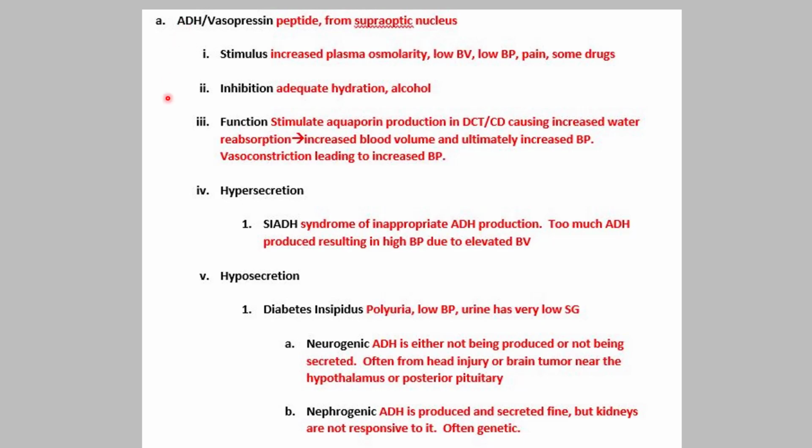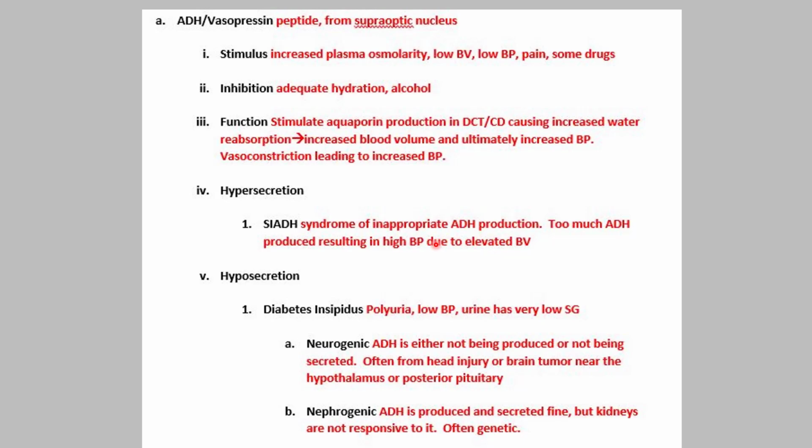All right, so let's talk about hypersecretion and hyposecretion. Hypersecretion of ADH leads to something called SIADH, which is the syndrome of inappropriate ADH production. Too much ADH. And if you have too much ADH, well, all that happens is these functions up here are elevated. So you increase your blood volume, you increase your blood pressure a lot. And that can cause high blood pressure, hypertension, because of elevated blood volume. So SIADH, syndrome of inappropriate ADH production.